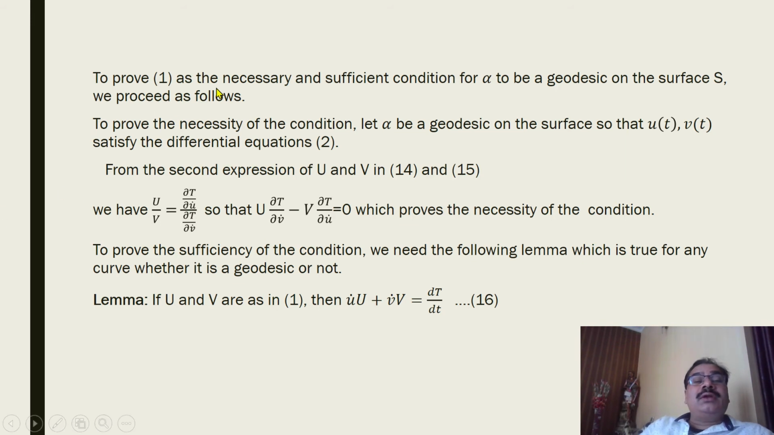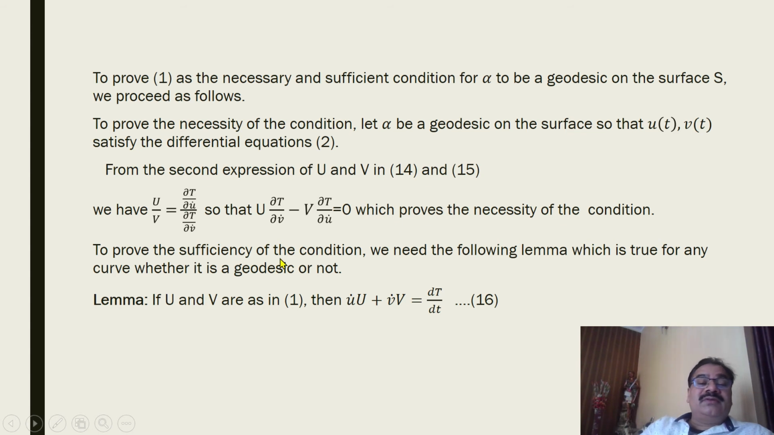Now, to prove 1 as the necessary and sufficient condition for alpha to be the geodesic on the surface, we proceed as follows. To prove the necessity of the condition, let alpha be the geodesic on the surface so that u(t), v(t) satisfy the differential equation 2. From the second expression of u and v in 14 and 15, we may write u divided by v is equal to this term, so that u del capital T by del v dot minus v del capital T by del u dot is 0, which proves the necessity of the condition.